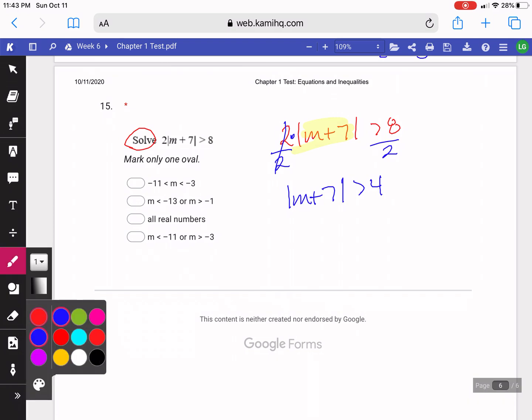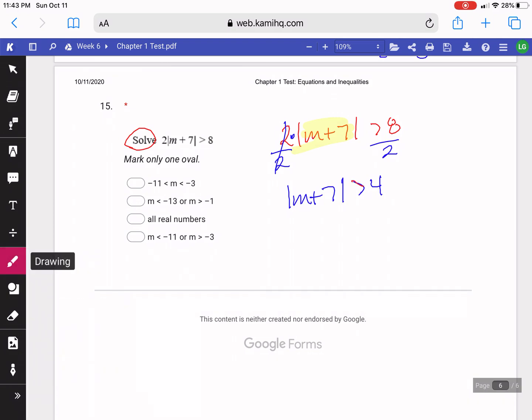Once your absolute value is by itself, check your symbol. This is a greater than symbol. Remember, greater sounds like great or. So this was an or problem. So right away, I would have taken out the first answer choice because that one was an AND answer choice. Some of you put the first answer choice, and that's the reason you got this one wrong, simply because you didn't check if it was an AND or an OR.